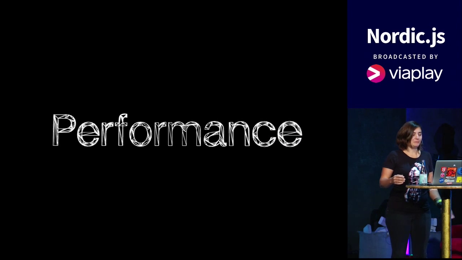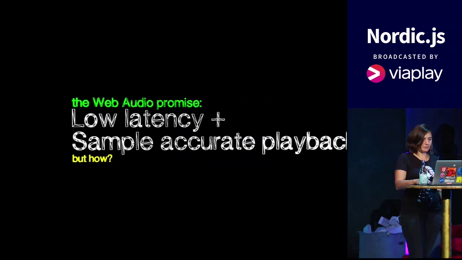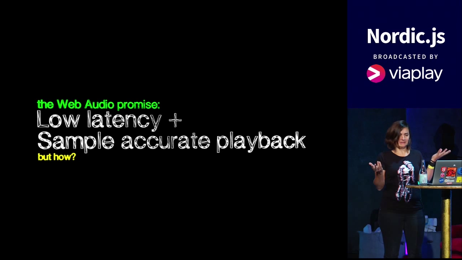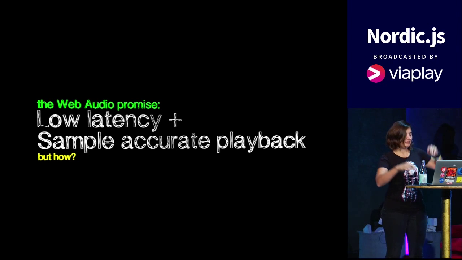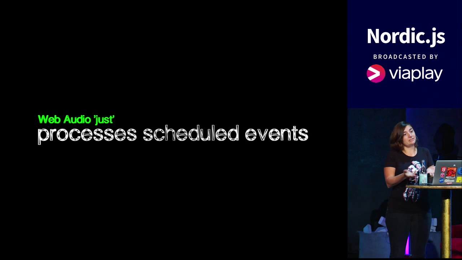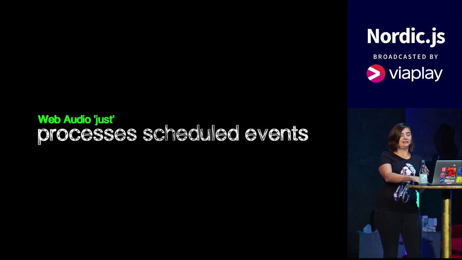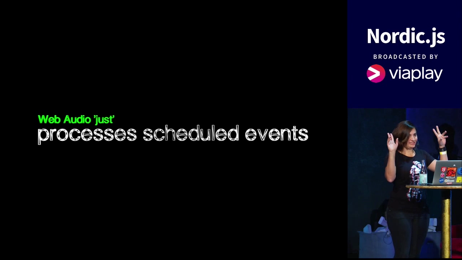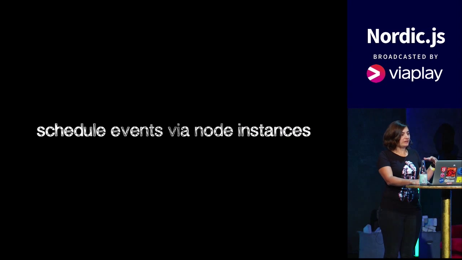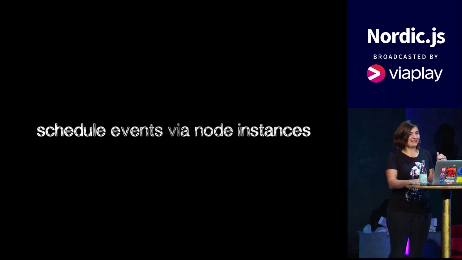So speaking about performance, you might have heard that the web audio promise is that you will get low latency and sample accurate playback. But you might be like, how am I going to do this? And then you just told me that I just need to declare this graph and things will happen. So the way you do it is web audio has its own thread, and it's just chugging along, doing its things. What it does is process scheduled events. It goes through the list of events that are happening in the graph really quickly. And the way you schedule those events is by using the node instances.